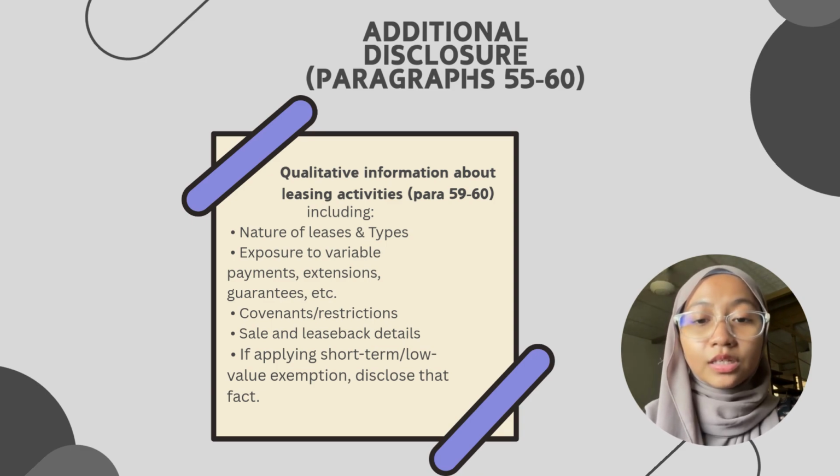Third, covenants and restrictions. Any special rules in the leases, like you must use the building only for offices, you must keep good financial results. And fourth, sale and leaseback details. If the company sold something and rents it back, they must explain what happened, if they made a profit or loss. And lastly, short-term and low-value assumption. If they are using the rule that says small or short leases don't need to go on the balance sheet, they must clearly say it.